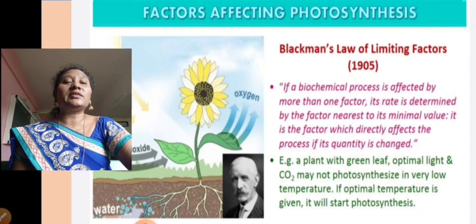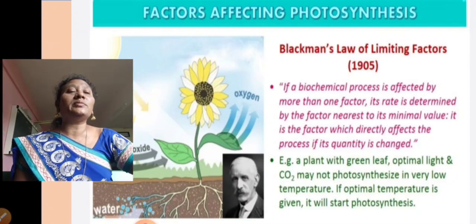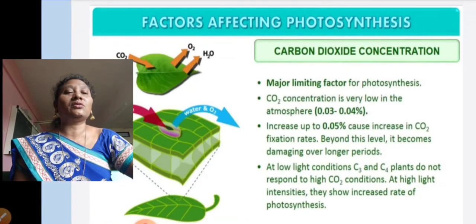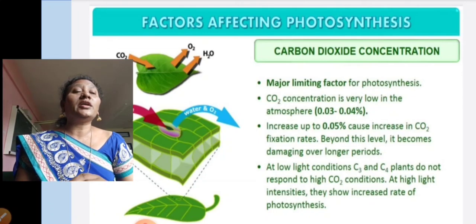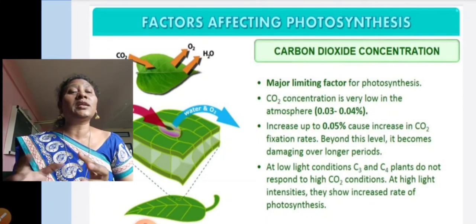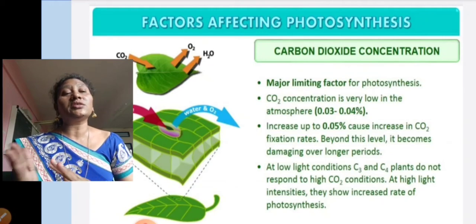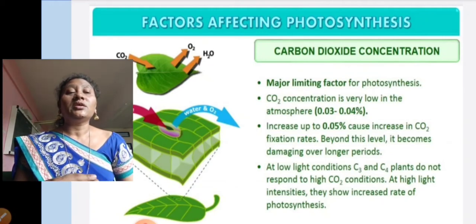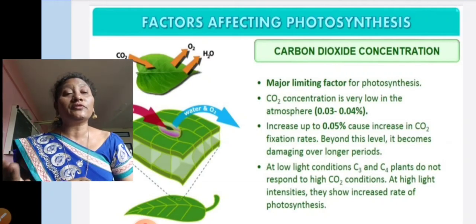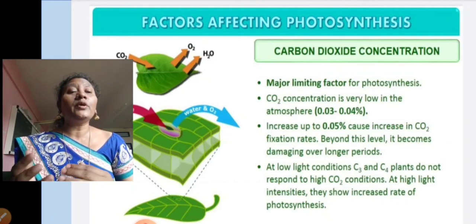Now let us see Blackman's law of limiting factors. Carbon dioxide concentration is the major limiting factor of photosynthesis. Carbon dioxide concentration is very low in the atmosphere, 0.03 to 0.04%. Increases up to 0.05% cause an increase in carbon dioxide fixation rates. Beyond these levels, it becomes damaging over longer periods.